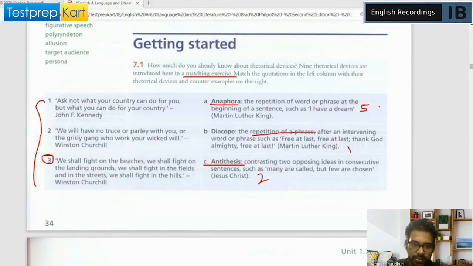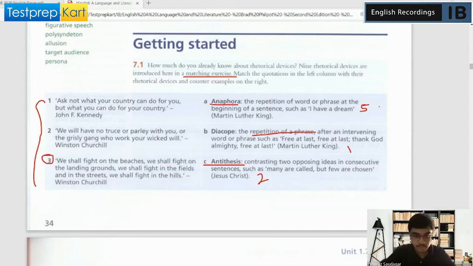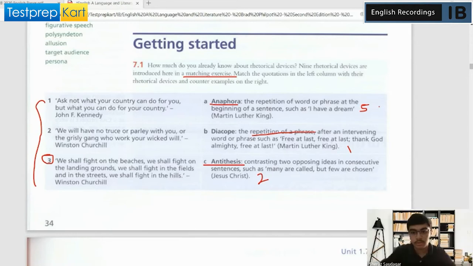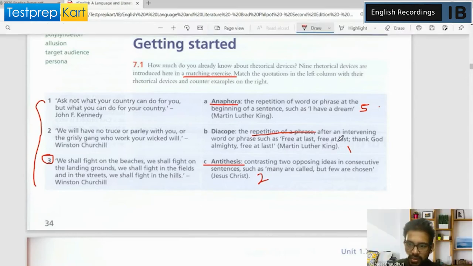Got it. We shall fight, then a sentence, and in the streets, and then we shall fight. It's a similar structure to the example given: free at last, a sentence, then free at last. So diacopa here would be three.